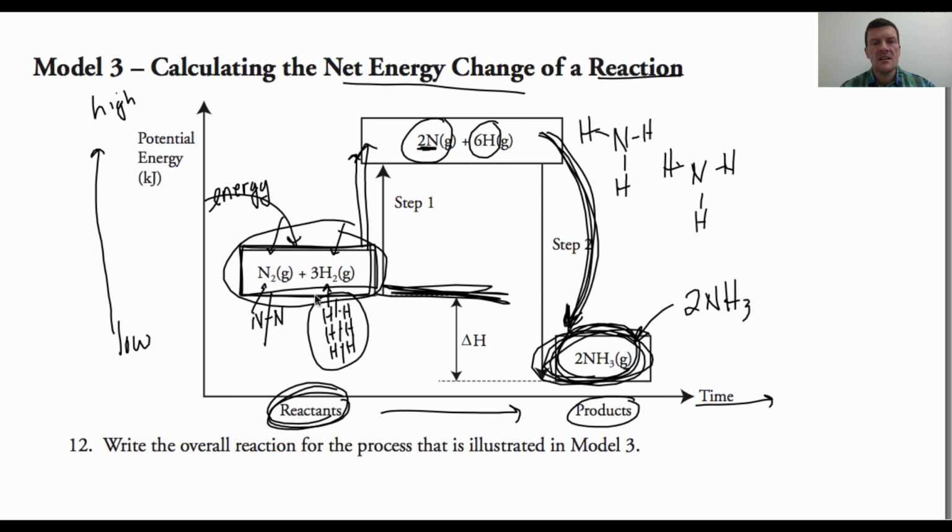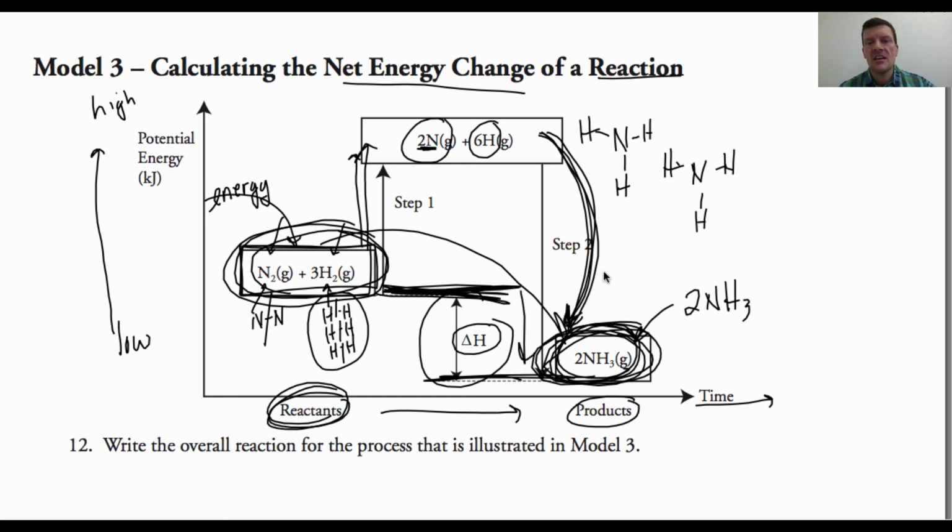That's why nitrogen and hydrogen like to form ammonia if they can, because they drop to a lower energy position and they're more stable as a result. We compare where they started and where they ended and see that there is a drop in energy. This change between where they started and where they ended is called the delta H. That's your change in enthalpy, change in heat energy. And if there is a drop, that means heat was given off altogether.